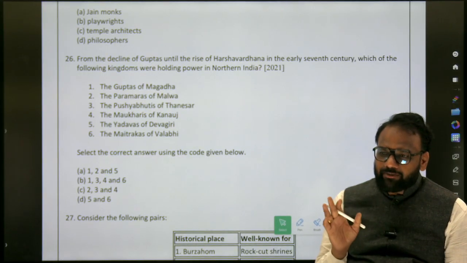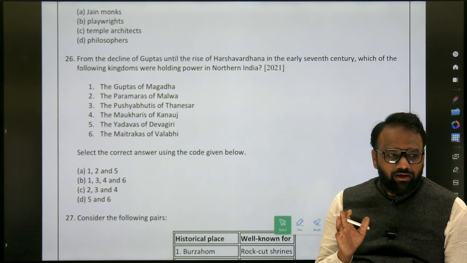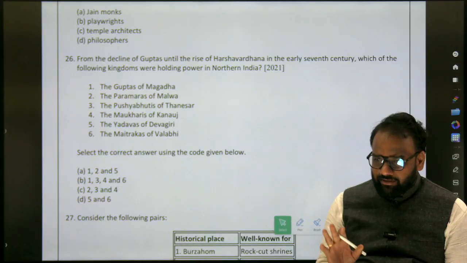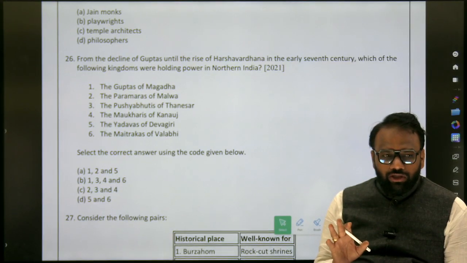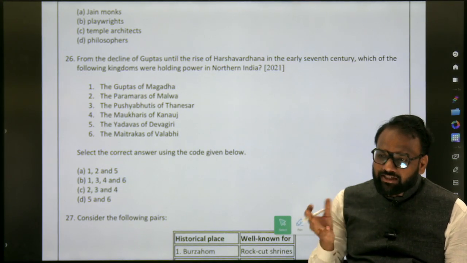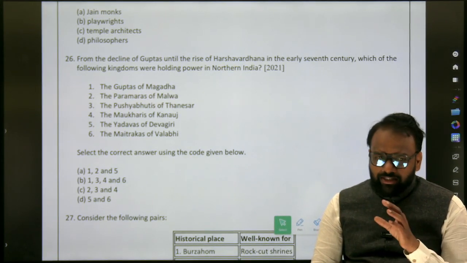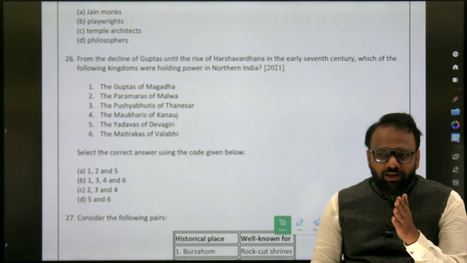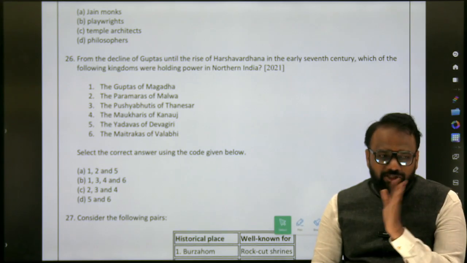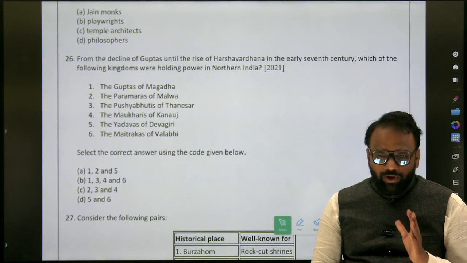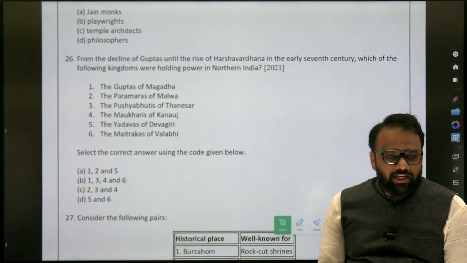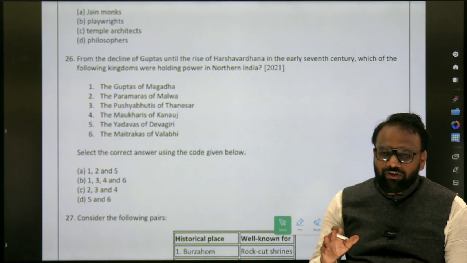So what is the UPSC's expectation? Whenever a dynasty declines, they'll be focusing on which other dynasties emerged. From this question you will understand the UPSC's focal area: when a dynasty declined, which other dynasties became strong. Gupta was a very important dynasty. So after its decline, which were the other dynasties which became powerful?